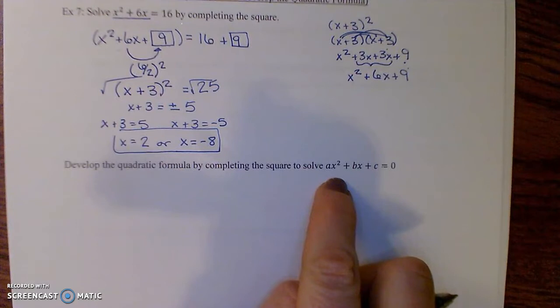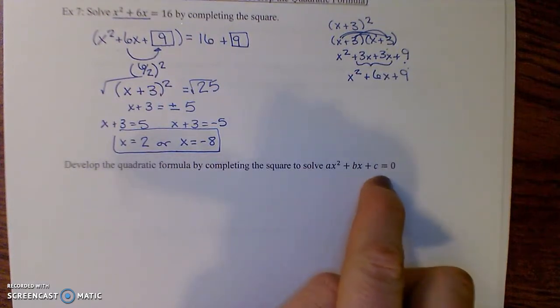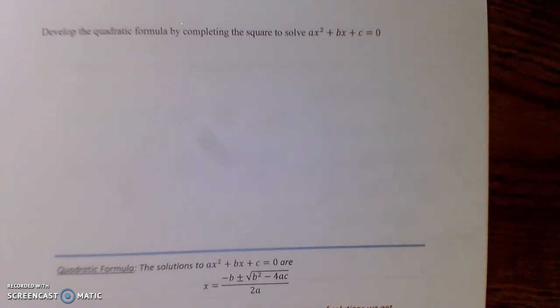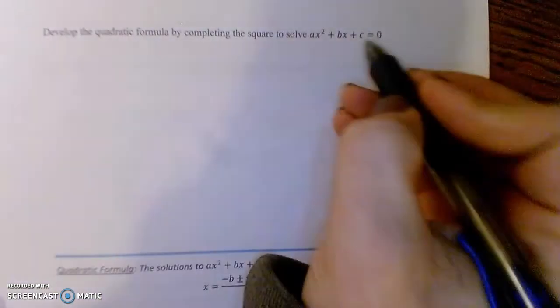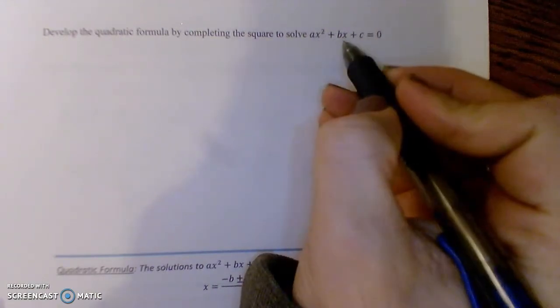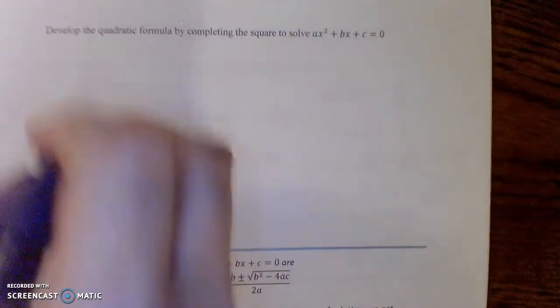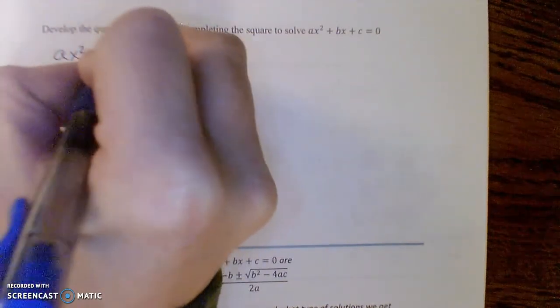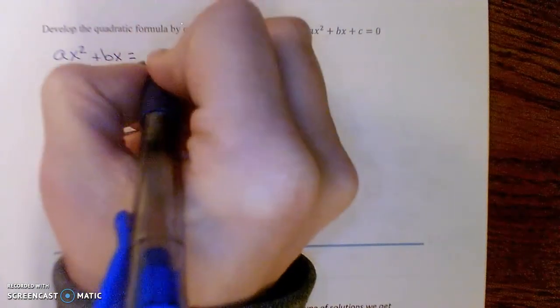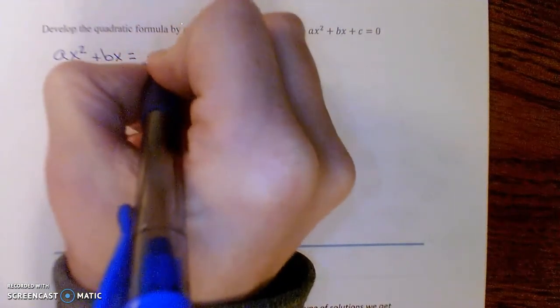Okay, now what I want to do is use this method to figure out how you solve something that's generally of the form ax squared plus bx plus c equals 0. So first we're going to put the equation into that form by getting the x squared term and the x term by themselves on one side. So I have ax squared plus bx, and then subtract c from both sides, so equals negative c.